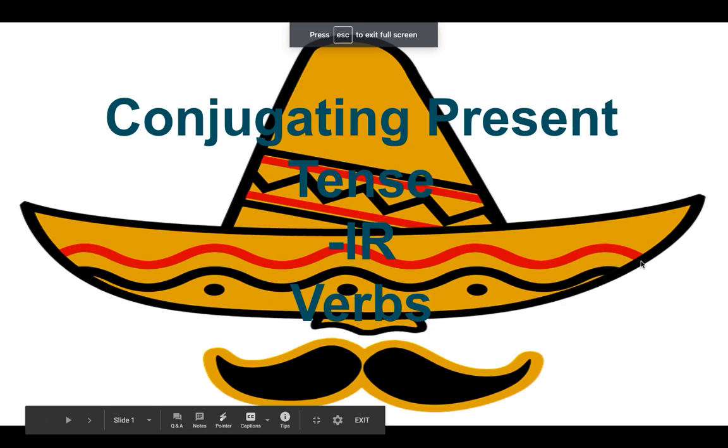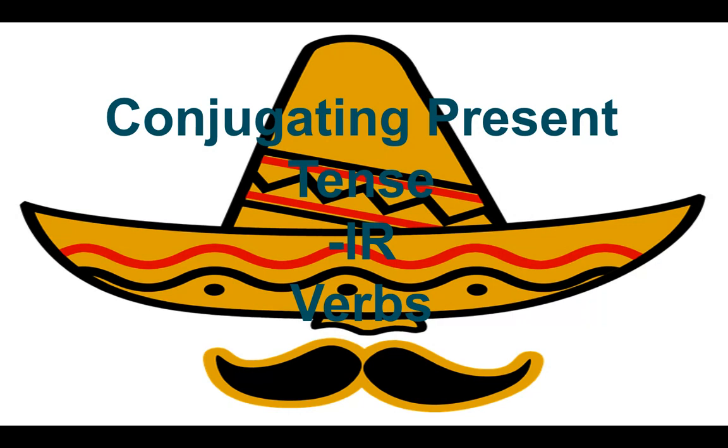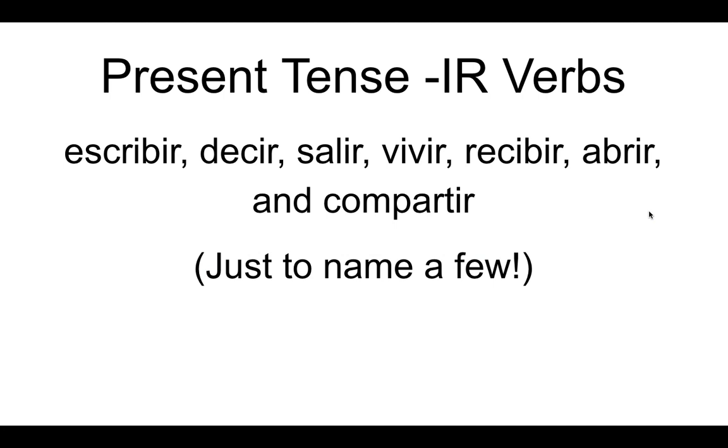Hola, clase. Today we are going to finish our review of conjugating present tense verbs by doing conjugation of present tense IR verbs. So we took care of AR verbs first, then ER verbs, and last but not least are our IR verbs. So here are some present tense IR verbs. These are IR verbs because the infinitive ends with an IR. So we have escribir, decir, salir, vivir, recibir, abrir, and compartir. Those are just a few.